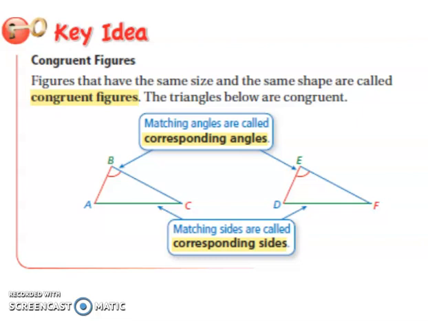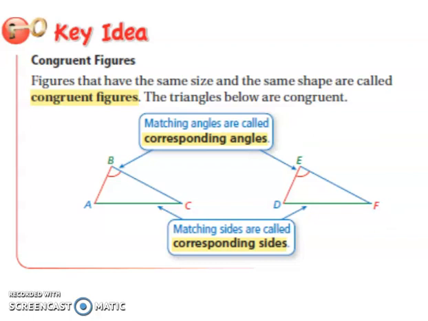Okay, so this key idea is all about congruent figures. I'm just going to read it first. Figures that have the same size and the same shape are called congruent figures. The triangles below are congruent. So over on the left, we have triangle ABC. Over on the right, we have triangle DEF. And they're saying that these 2 triangles are congruent.